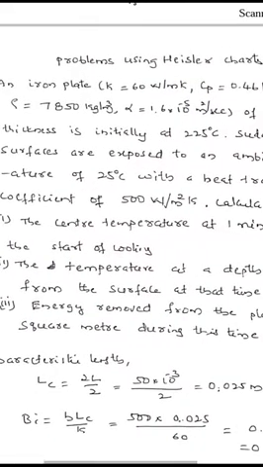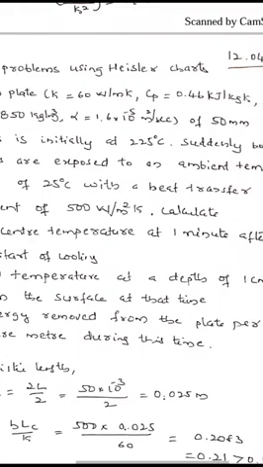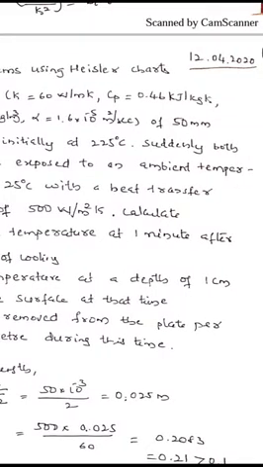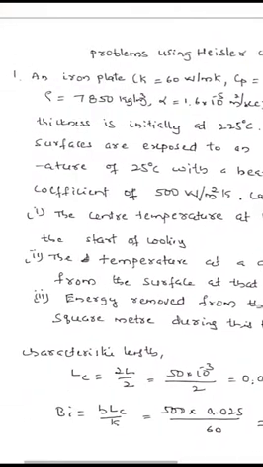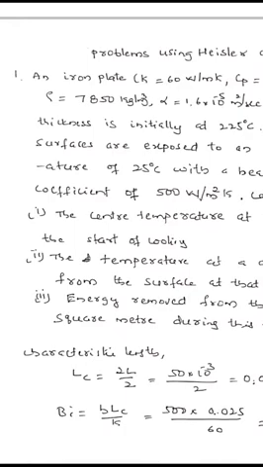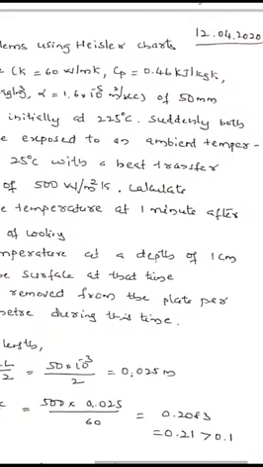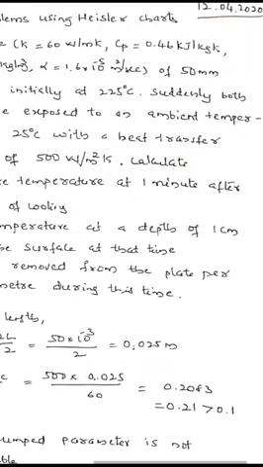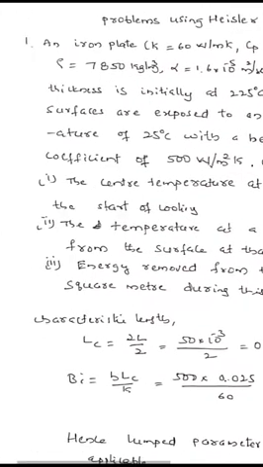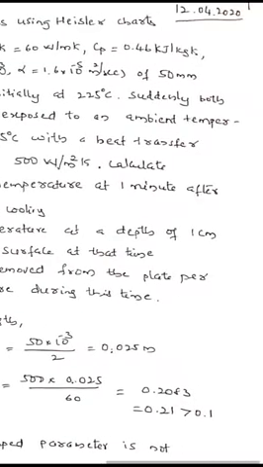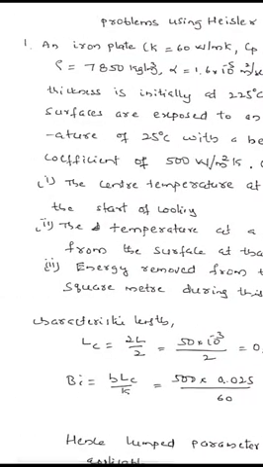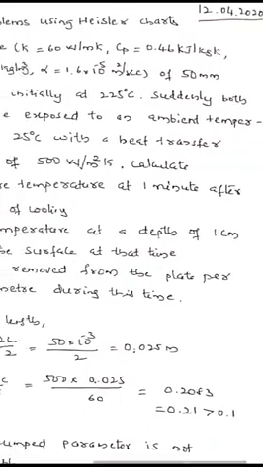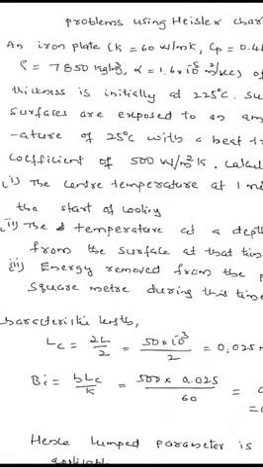Iron plate with K equal to 60 watt per meter Kelvin, Cp equal to 0.46 kilojoule per kg Kelvin, rho equal to 7850, thickness of 50 mm, initially at 225 degrees centigrade. Suddenly both the surfaces are exposed to an ambient temperature of 25 degrees centigrade with a heat transfer coefficient of 500 watt per meter square Kelvin.